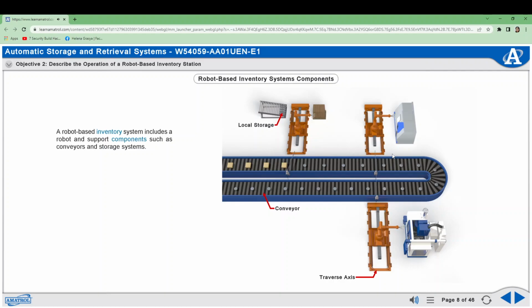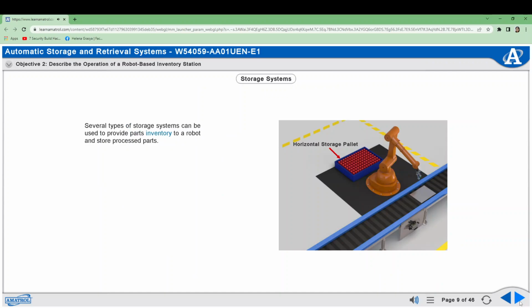Several types of storage systems can be used to provide parts inventory to a robot and store processed parts. The type of system used at the robot inventory station depends on the size, shape, and variety of the materials being handled. A horizontal storage pallet holds material precisely within the robot envelope for use in the process. A vertical storage rack is a shelving unit designed to hold inventory while taking up little floor space.